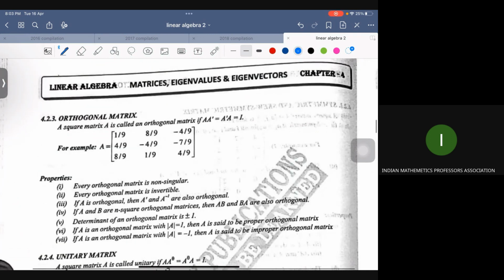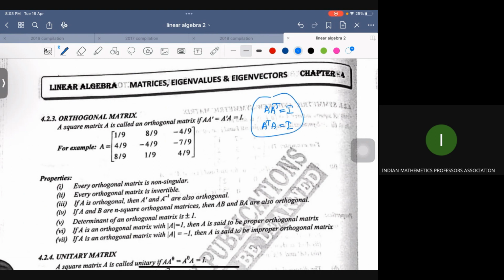Then, orthogonal matrix. A matrix A is said to be an orthogonal matrix if A into A transpose is equal to I, and A transpose A is equal to I.